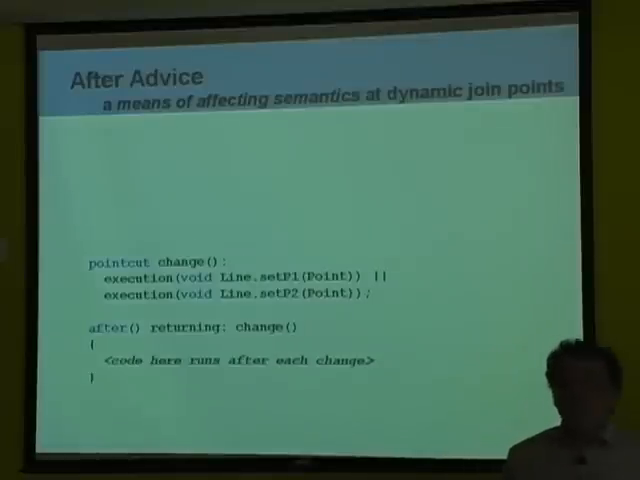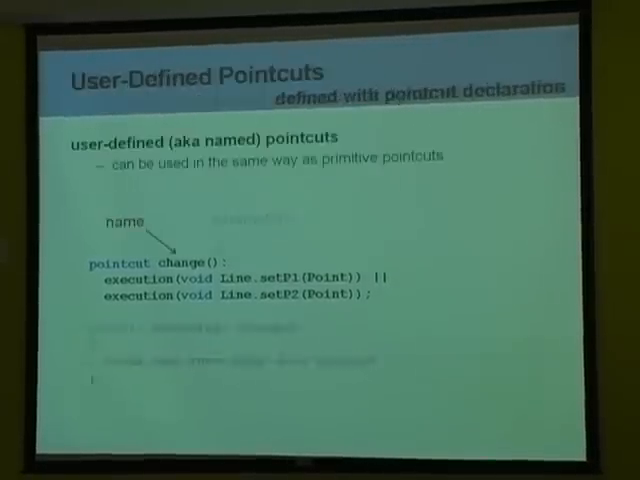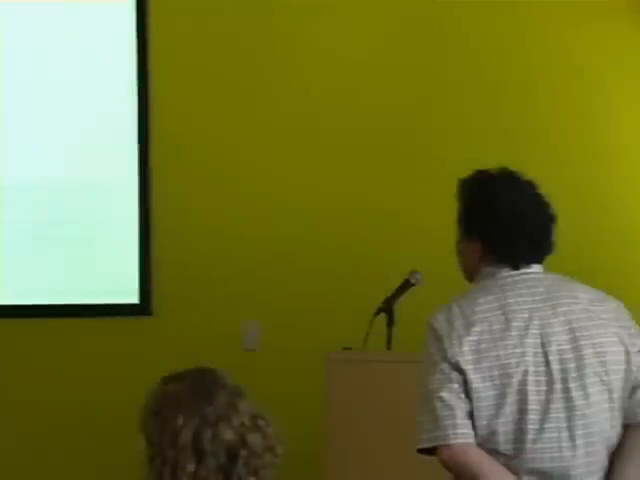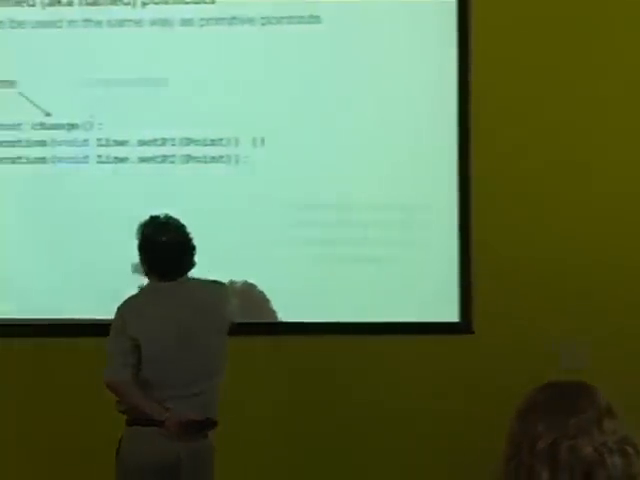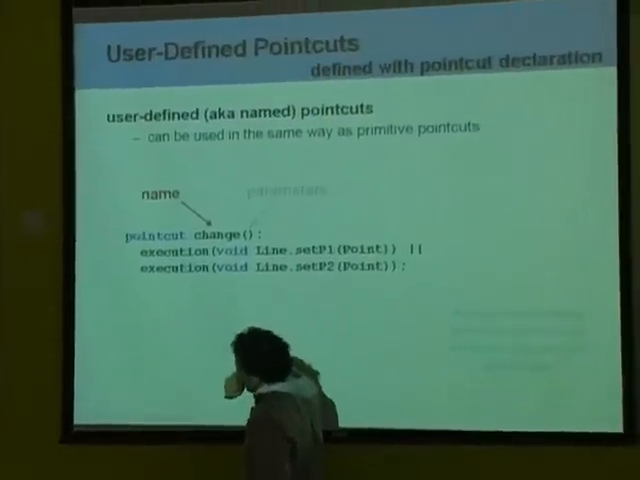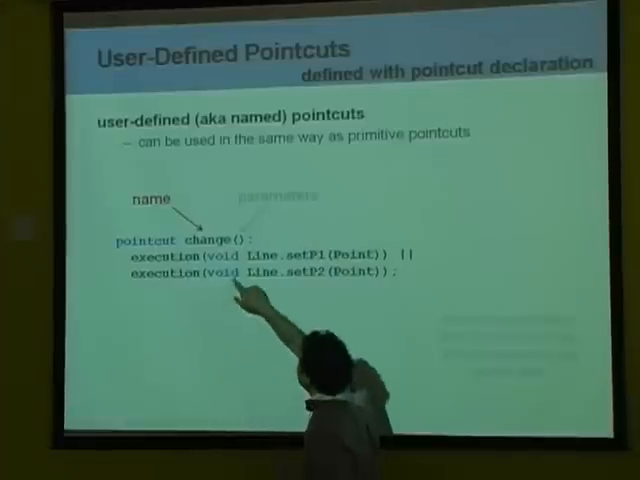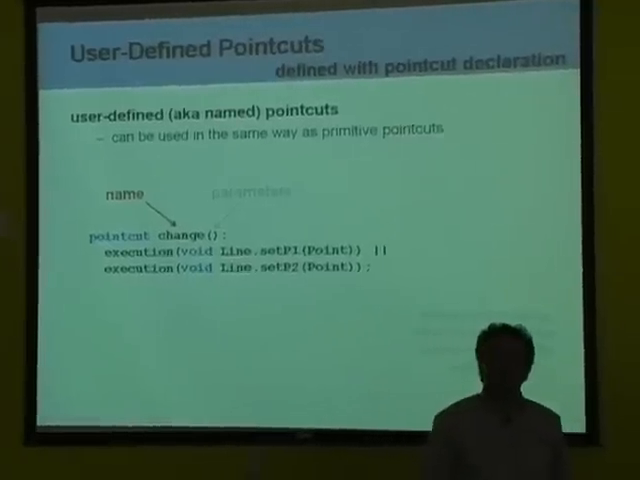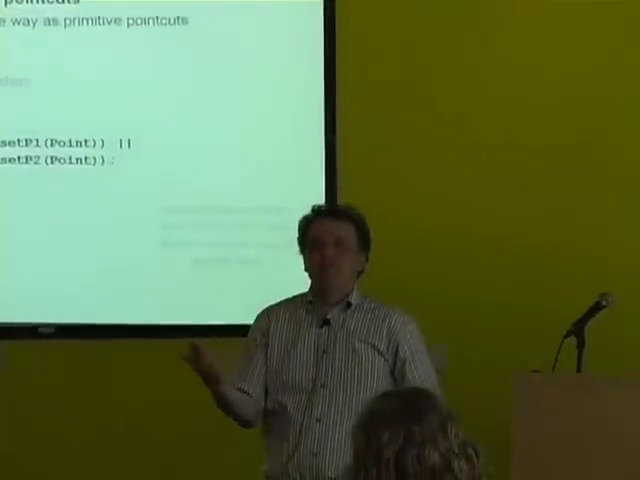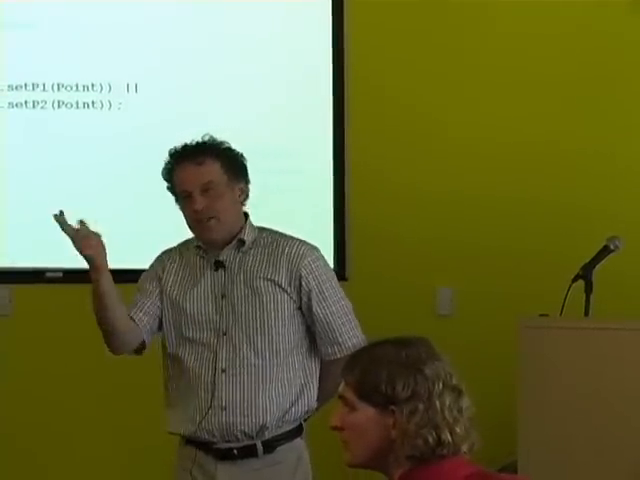So I'm building the example now that he's asking questions again. Can you explain in English what that pointcut is saying? OK. I'm going to say some more about it. I have a user-defined pointcut called change. The implementation of that pointcut is that it matches any join point which is either an execution of the setP1 method or an execution of the setP2 method. If you'd like, it matches both setP1 and setP2 methods, right? Because of the way predicates compose.